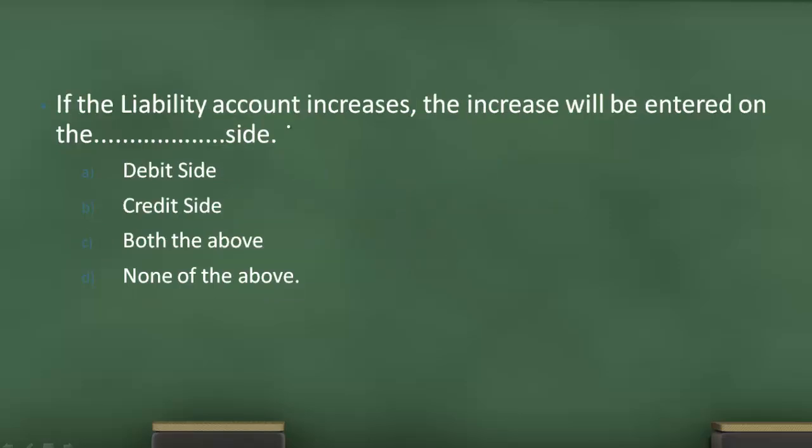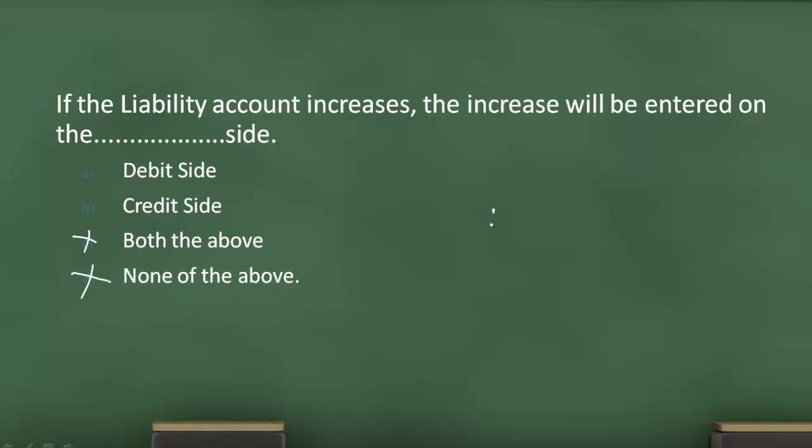Next question. If the liability account increases, the increase will be entered on dash side. Is it going to be on the debit side or on the credit side, or both the above or none of the above? Answer cannot be none of the above, because if there is an account, it has to be entered on either the debit side or the credit side. And it cannot be both the above, because for a single transaction you cannot debit and credit the same account. So if the liability is increasing, the increase will be entered on what?